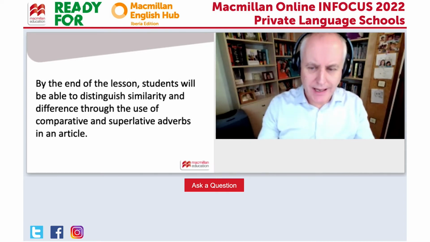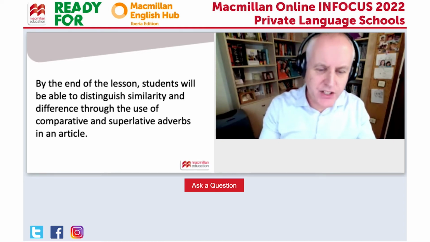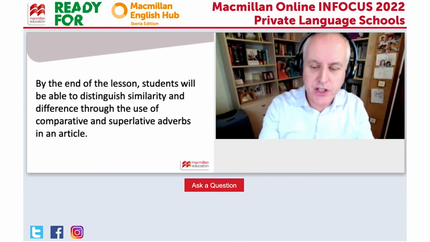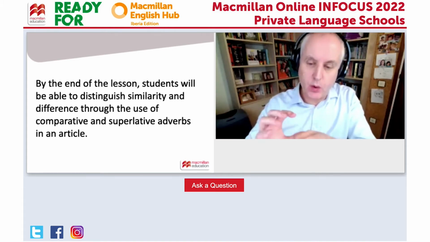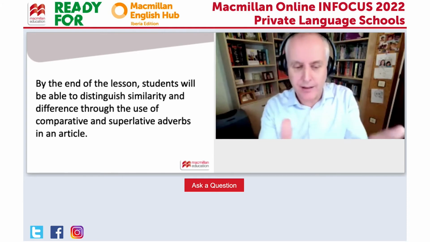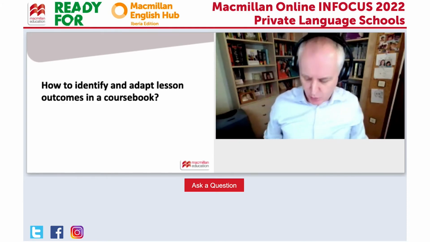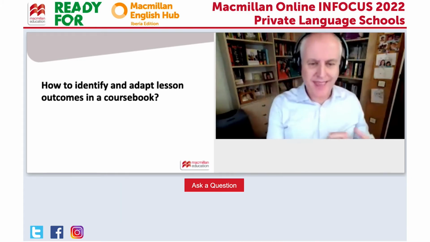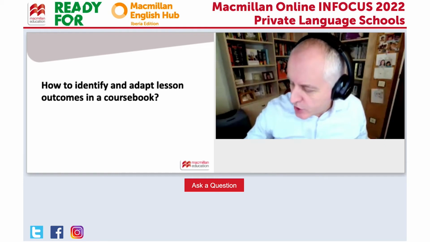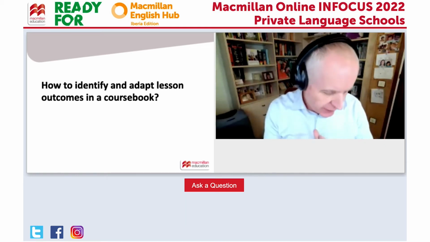And we also have this one: by the end of the lesson, students will be able to distinguish similarity and difference through the use of comparative and superlative adverbs in an article. So we have the linguistic one of grammar, of comparatives and superlatives, but also the skill of reading as well. Now, we've looked at what lesson outcomes are, why they're important, how we can write them. This is a vital part.